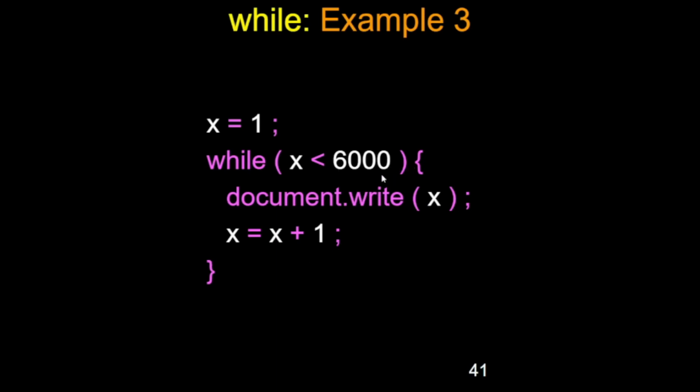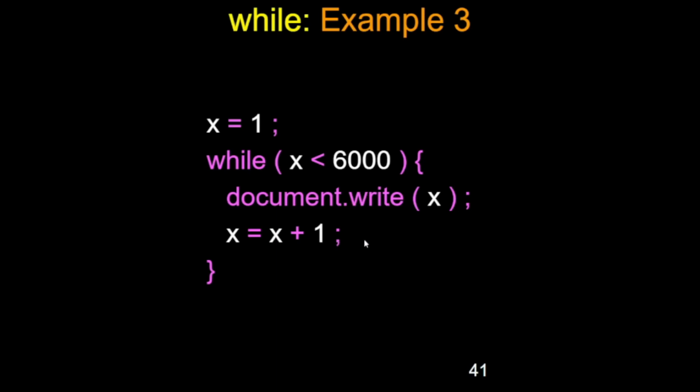Now x is equal to 2, which is less than 6000. Now it will document.write x, that is 2, and then it will increment x by 1, which means x is equal to 3. Now it will again check the test condition: 3 is less than 6000.